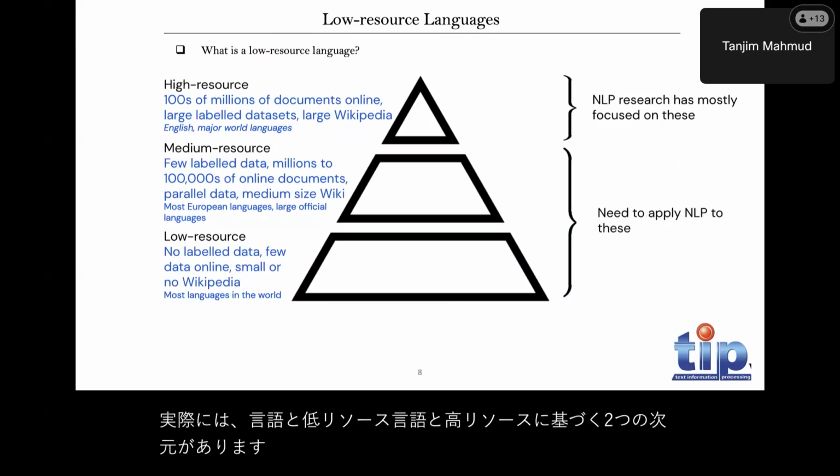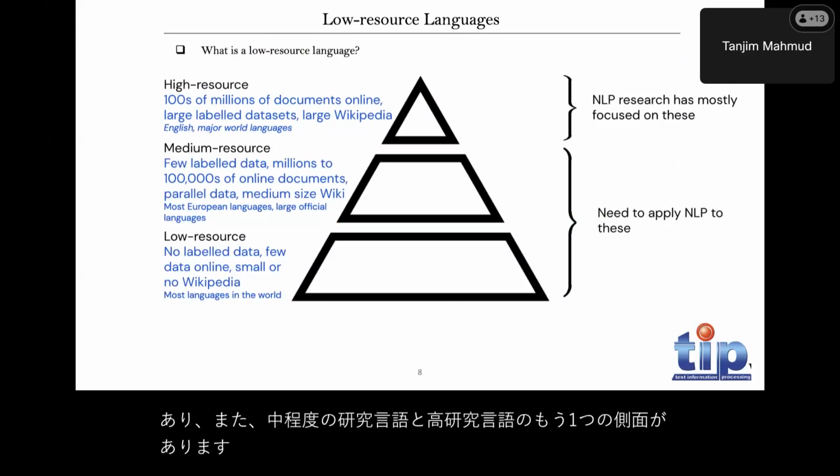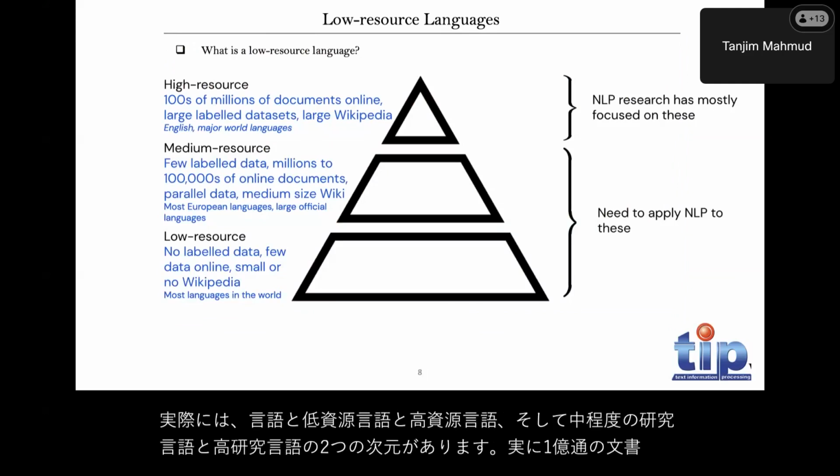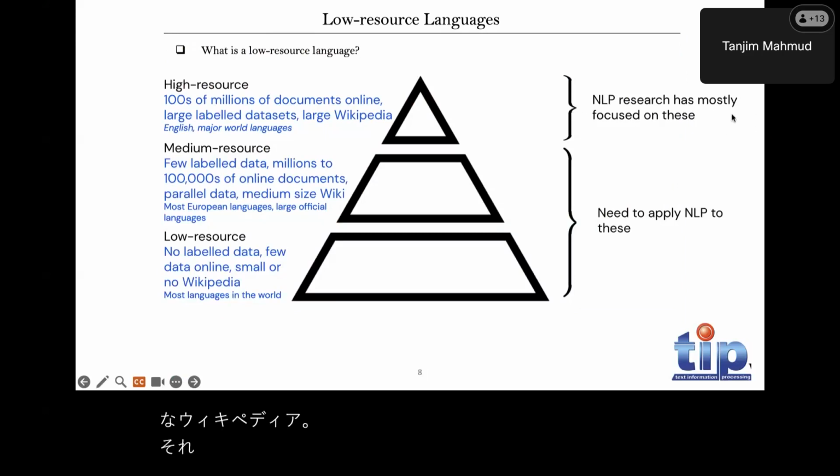And also another one, the medium resource languages, and then high resource languages, which actually have hundreds of millions of documents online, large labeled datasets, and a large Wikipedia. That actually is the English measure of world languages, and NLP research has mostly focused on this right now.